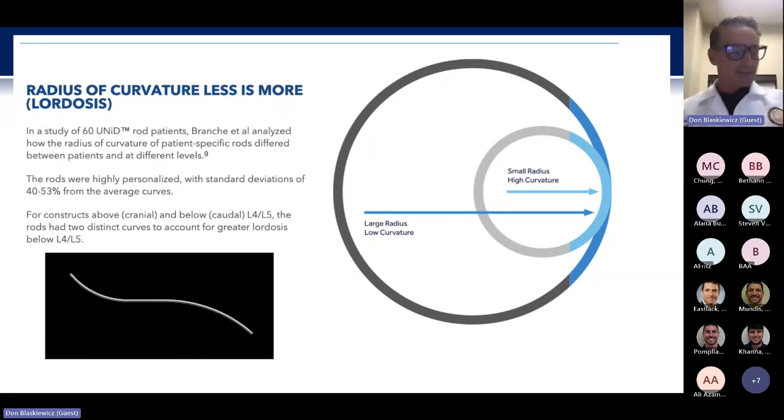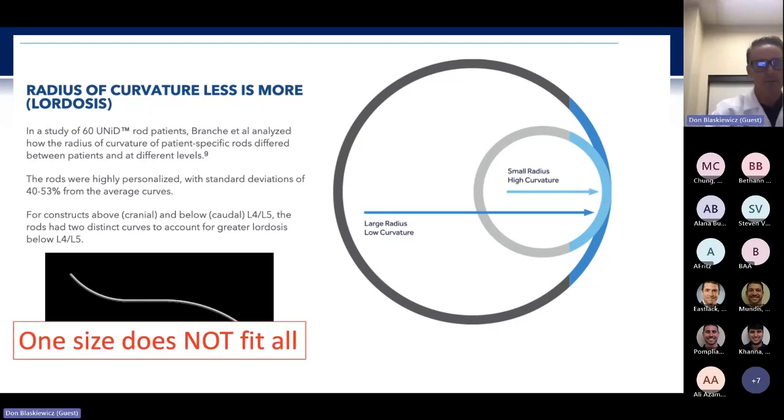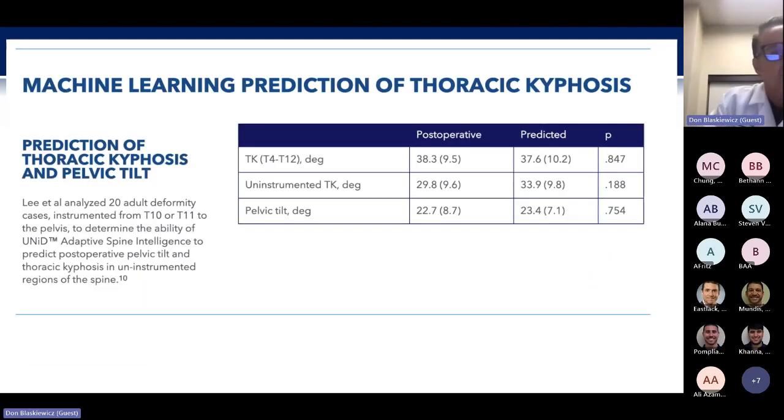And that's where I think those of us who've always bent our own rods would be a little bit more thoughtful rather than just pulling a prebent rod out of the tray from our favorite vendor and trying to get the spine to conform to that. We're not doing the right thing for our patient. So one size does not fit all.